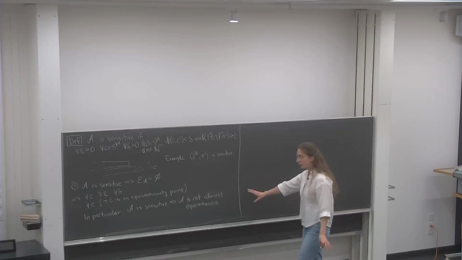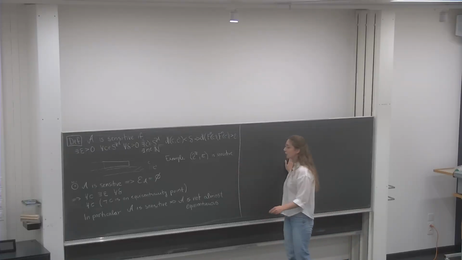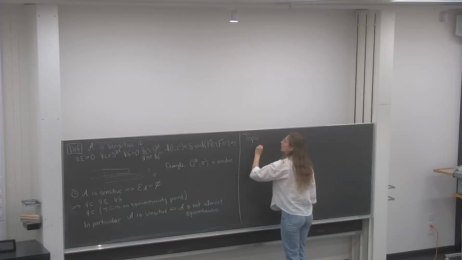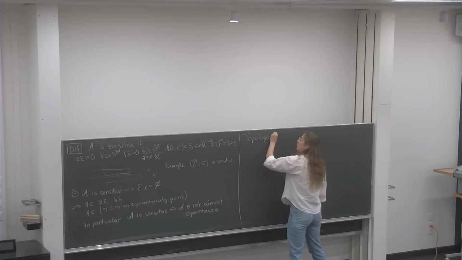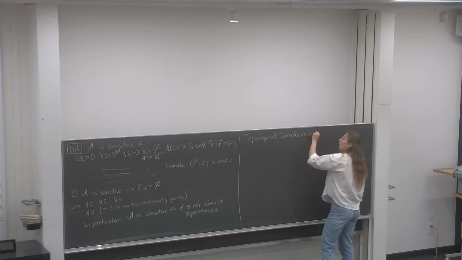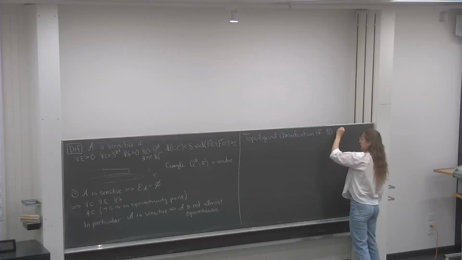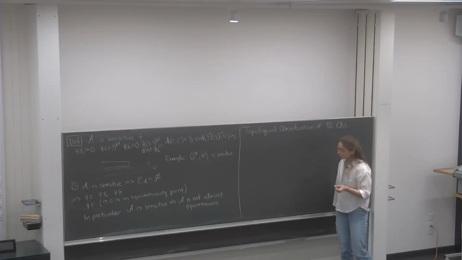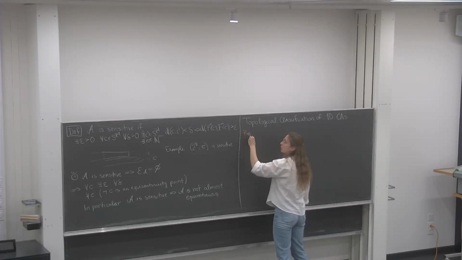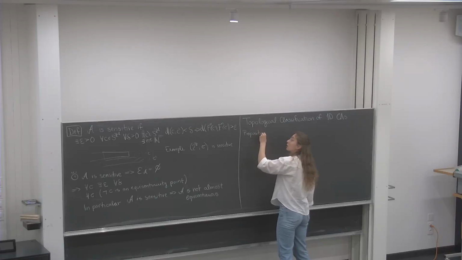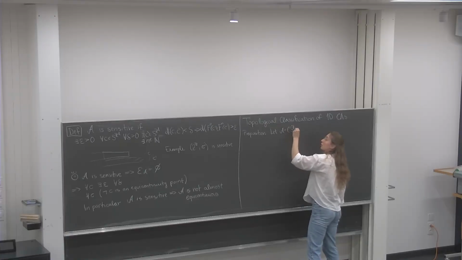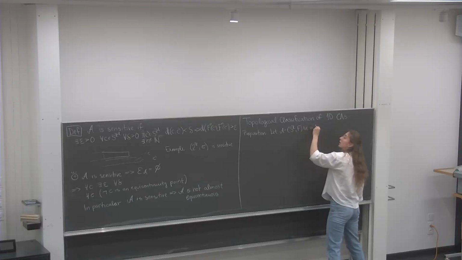So now we have been talking about the general dimension D, but now it becomes extremely important that we restrict ourselves to dimension 1. So let's say a subtopic is topological classification of 1D CAs. The important proposition that only holds in dimension 1 is that, let A be a 1D CA.